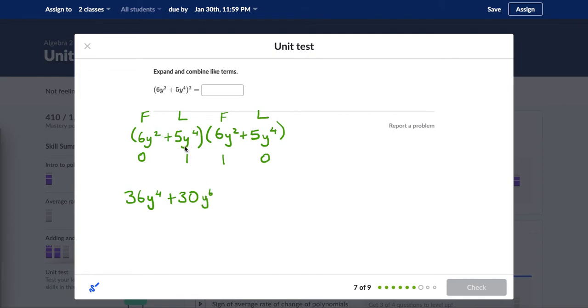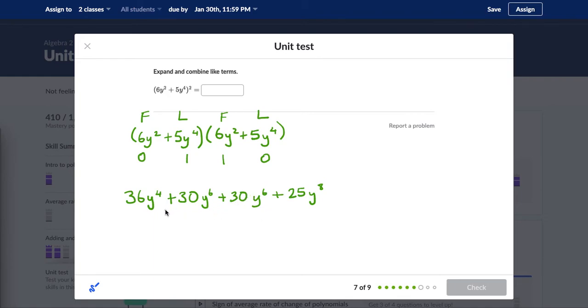So that's first, outside. Inside. Inside is 5y to the fourth times 6y squared. So this 5 times 6 is 30. So plus 30, and y to the fourth times y squared is y to the 6. Right? And then we've got the last terms, 5y to the fourth times 5y to the fourth is 25y to the 8th power. Okay, so you might kind of expect this, right, because we're squaring the terms.